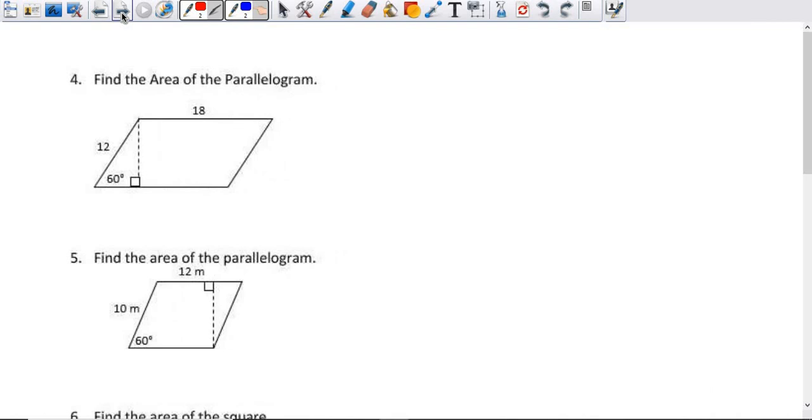On the back, we need to find the area of a parallelogram. Area of a parallelogram equals base times height. Well, the base and the height will always meet at a 90-degree angle. So this bottom piece right here is going to end up being my base. Well, in a parallelogram, we know if the top's 18, the bottom's 18. So we know for a fact in our area that our base is 18.